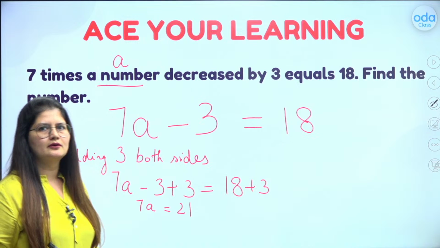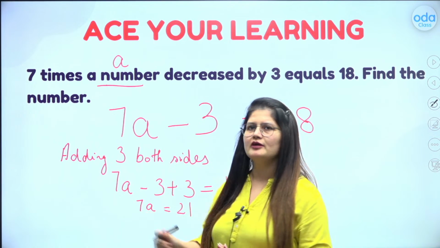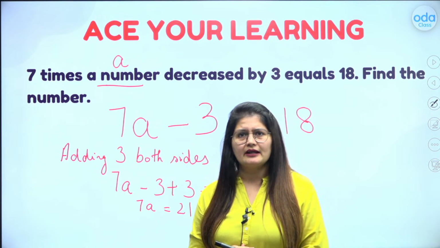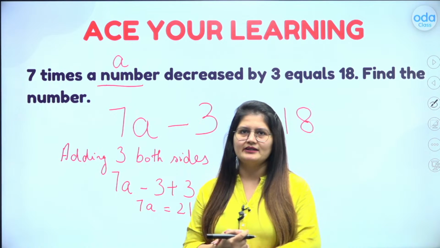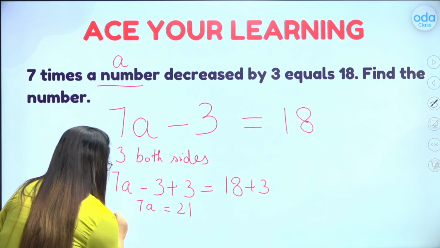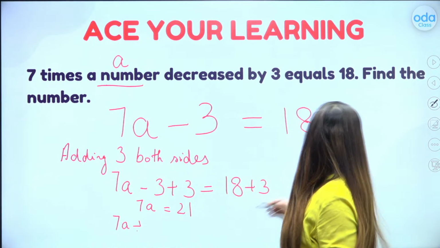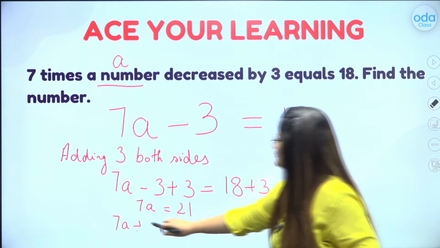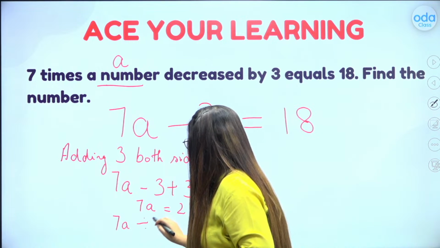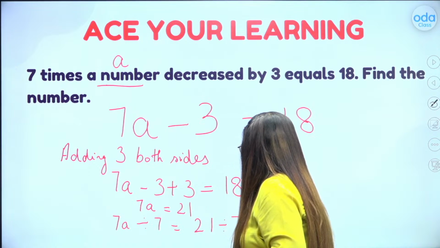Now what are we going to do? We know that we need to keep the variable on one side. If we have to keep the variable on one side, that means we also have a 7 on the left hand side. Correct? So in that case, we are just going to divide by 7. Let's divide the equation by 7 on both sides. So 7a divided by 7 is equal to 21 divided by 7.